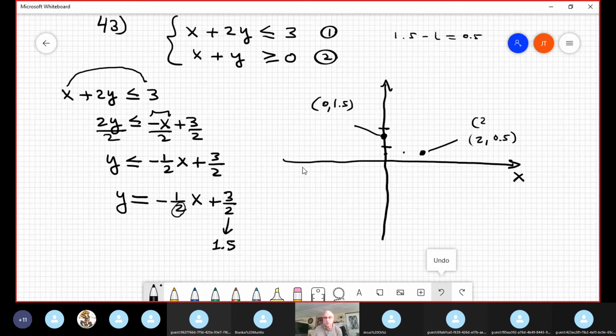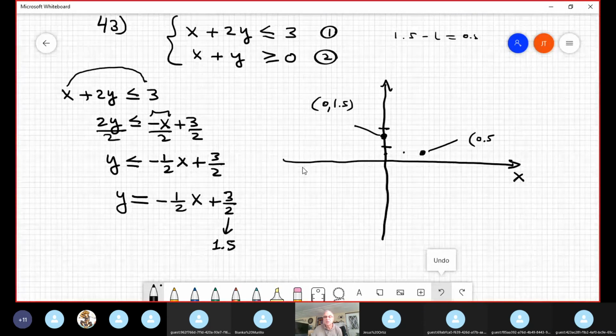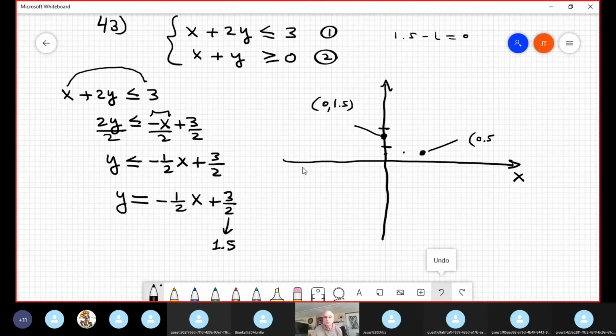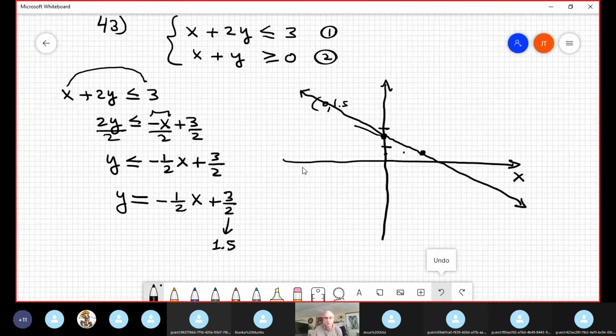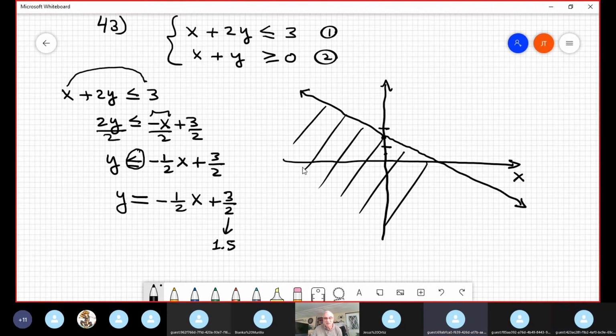Now, what kind of line are you using? Solid, exactly. Solid line. And in what direction do I shade, below or above? Below. It's less than, so it's below, right? Exactly. Less than is below. Very, very well. Okay, I did the first part.